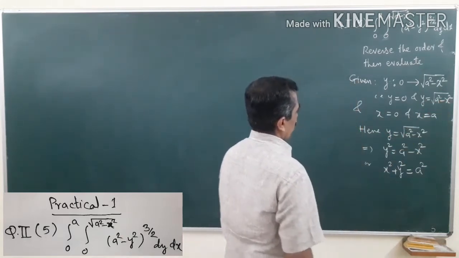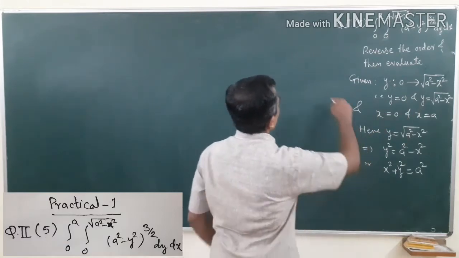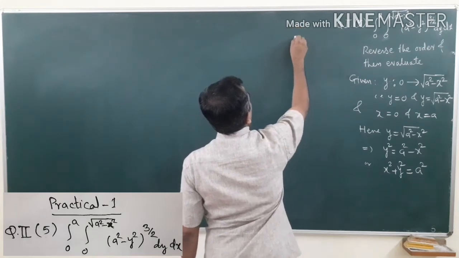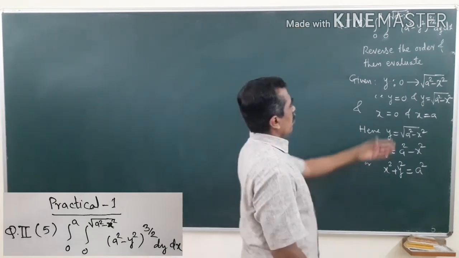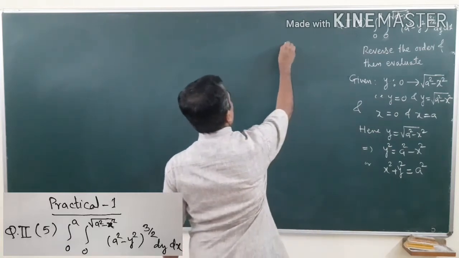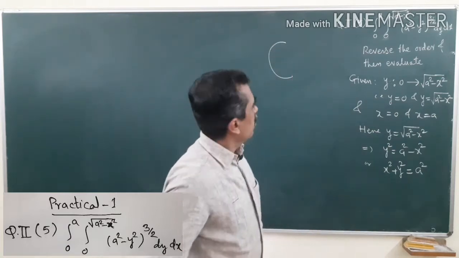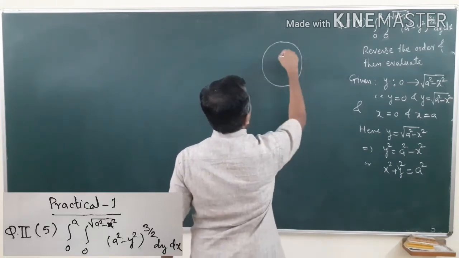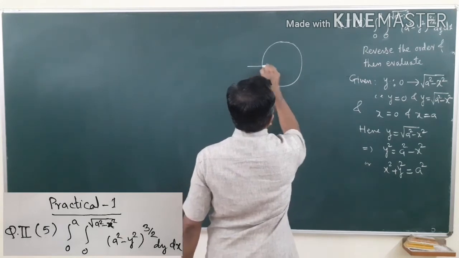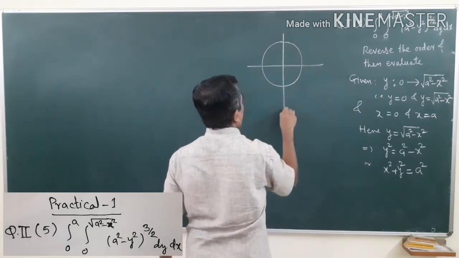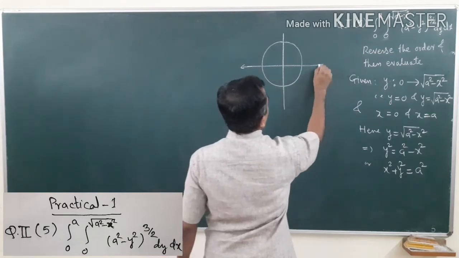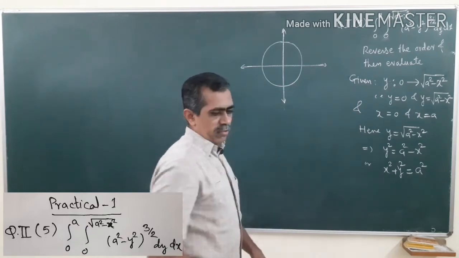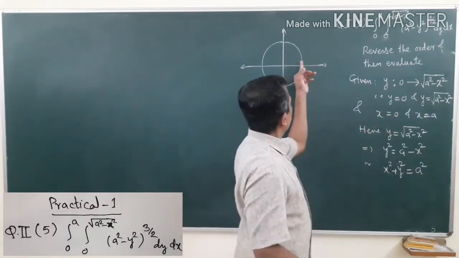Now, here we will plot the graph. Whenever you have a circle, it is always easy to draw the circle first, so that later on it becomes easy for you to draw the x axis and y axis so that it looks symmetrical. So, suppose this is my circle, x square plus y square is equal to a square.